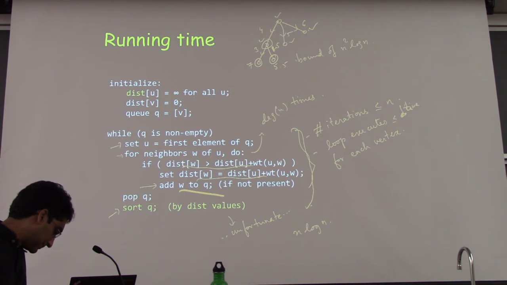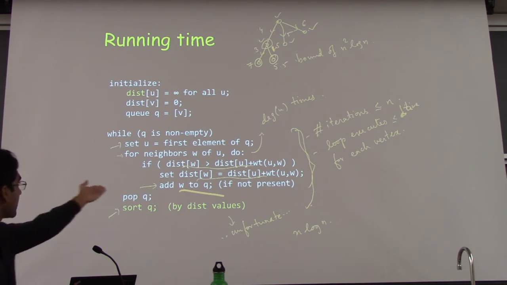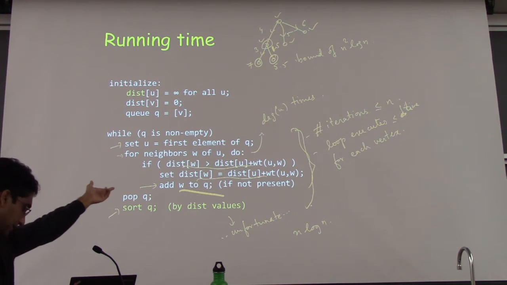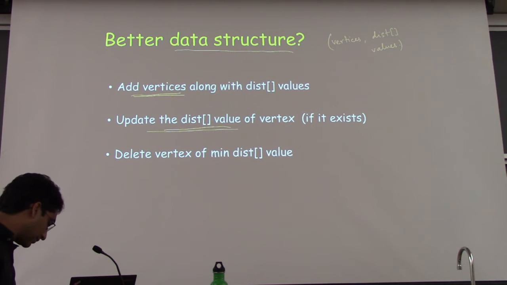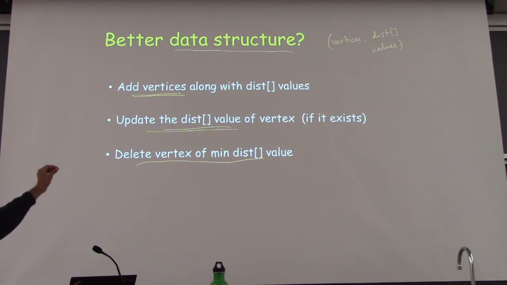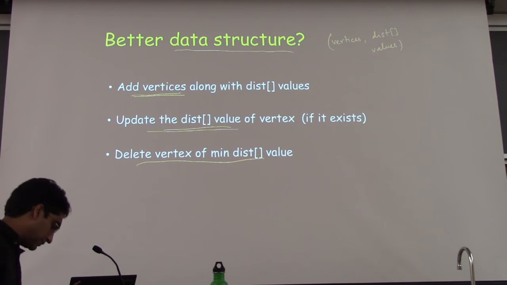And sometimes you're adding new elements. So that's the first thing I said. And the most important thing is that every time you're picking the element of the smallest dist value, you're removing it from this data structure. So these are the three operations.